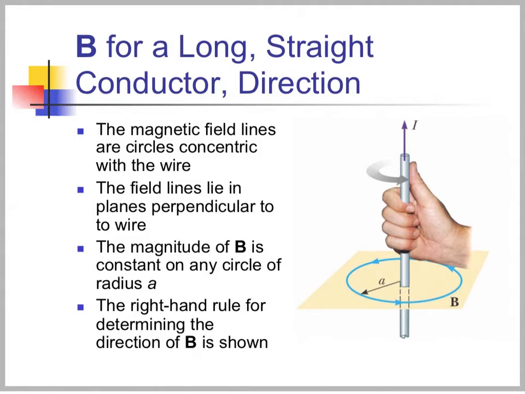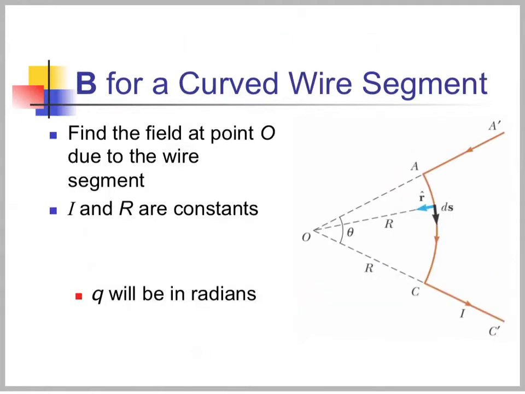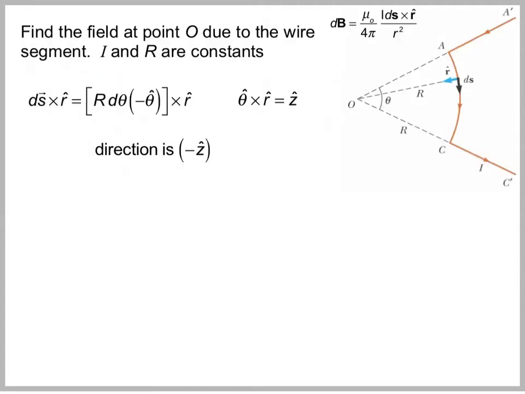Now what about a curved wire segment? Let's find the magnetic field here at O due to this wire segment. So we have current coming in radially inward, then it goes around this curved wire segment, and then radially outward. Here, theta will be measured in radians. So let's find the field at point O due to the wire segment. I and R are constants.